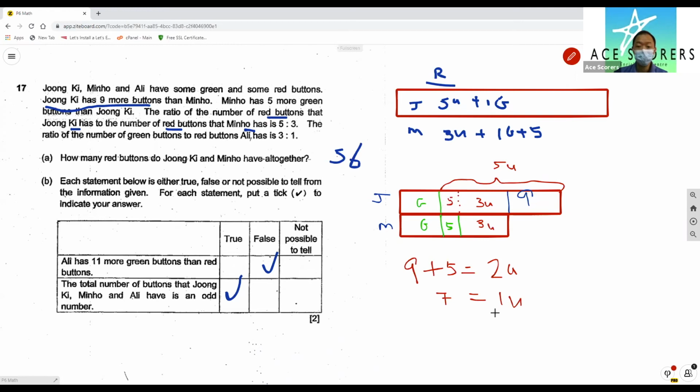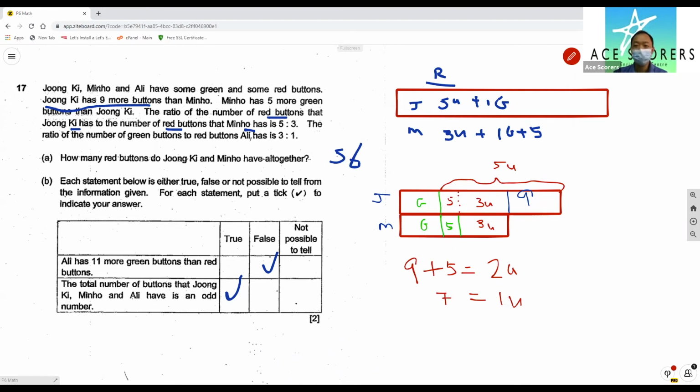Yeah, so 2U. So 1 unit is 7. So how many red buttons do Junkie and Ming Ho have altogether? Wow. So if 1 unit is 7, you have to find the total, yeah? But how do I know the number of green? What the?